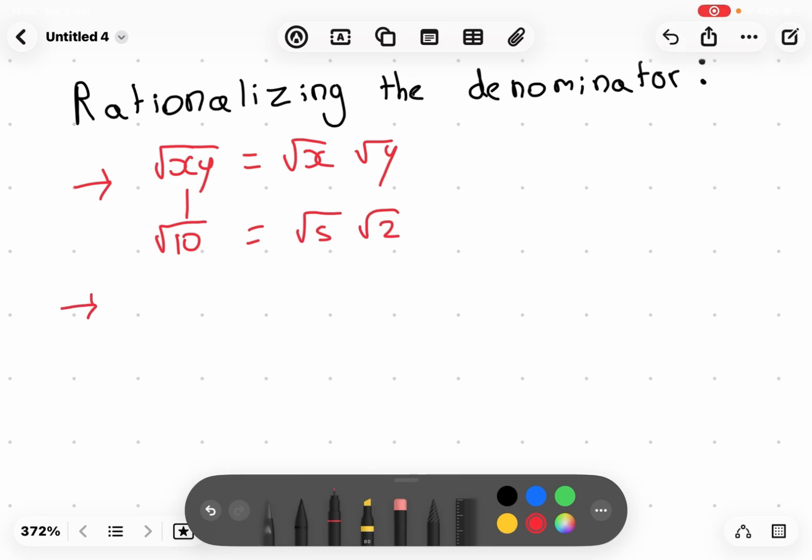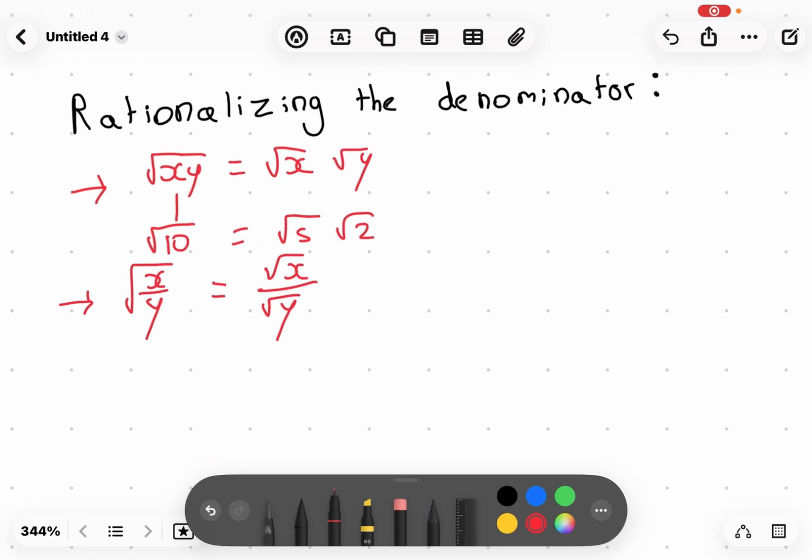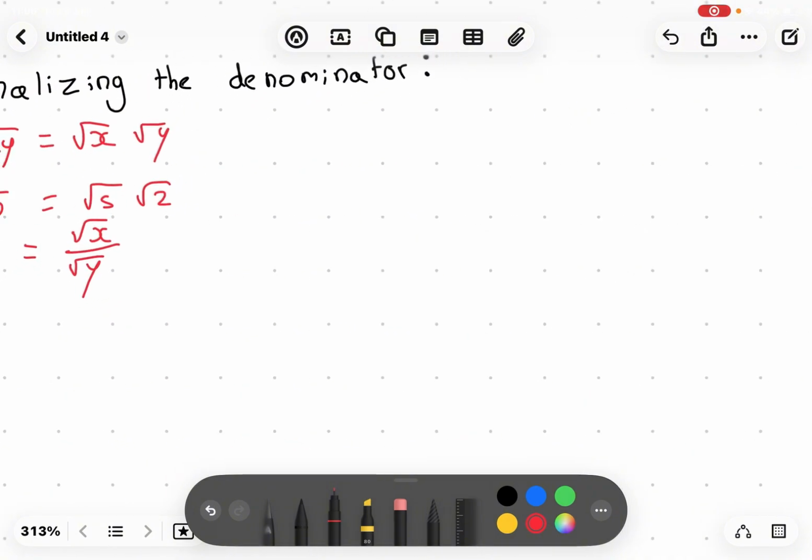And the second thing you should know, which we're not going to use as much, is a similar rule where this is equal. So let's start.